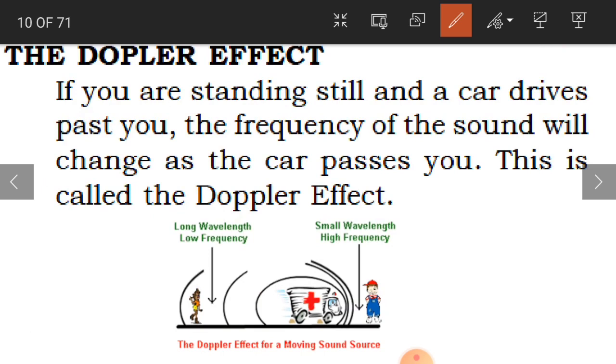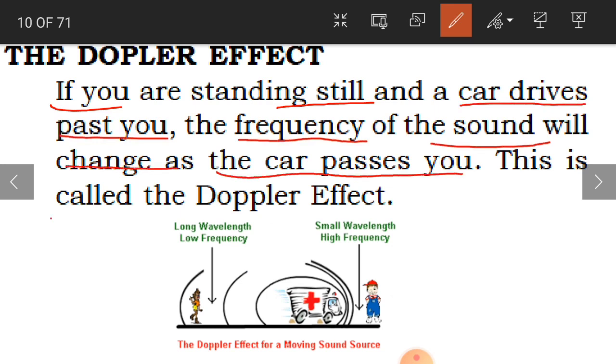At the end of this topic, we have to know about the Doppler effect. What is the Doppler effect? If you are standing still and a car drives past you, the frequency of the sound will change as the car passes you. This is called the Doppler effect. Most of us experience this every day whenever we go out, even inside our houses, when we see vehicles passing in front of us.